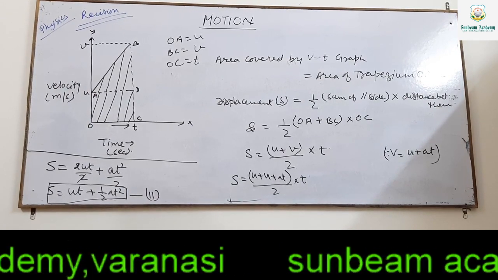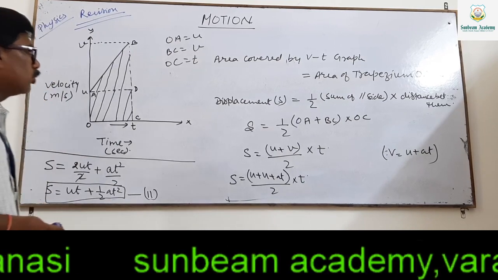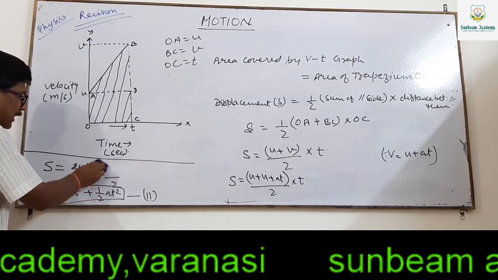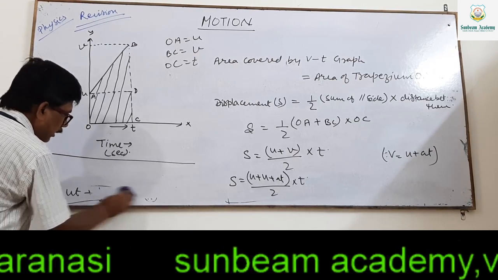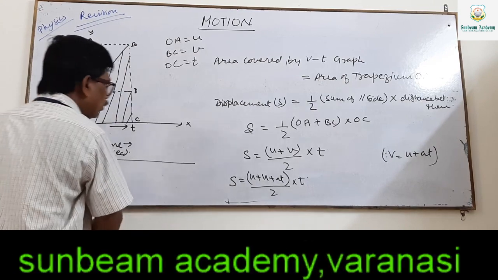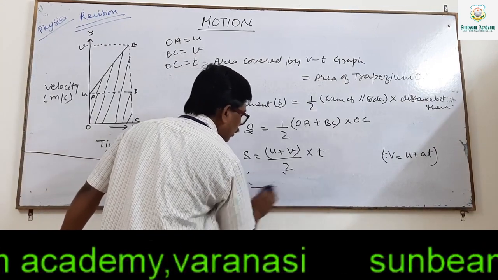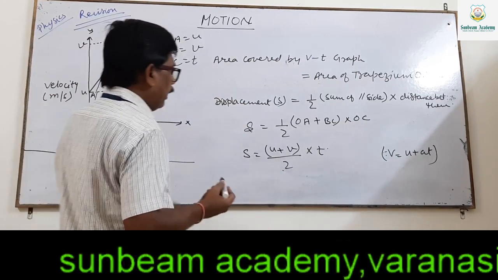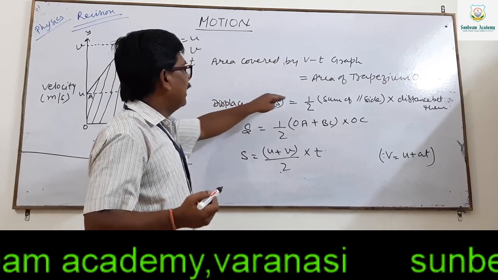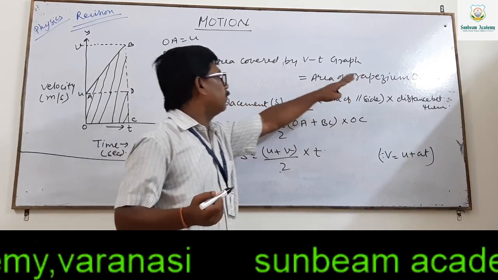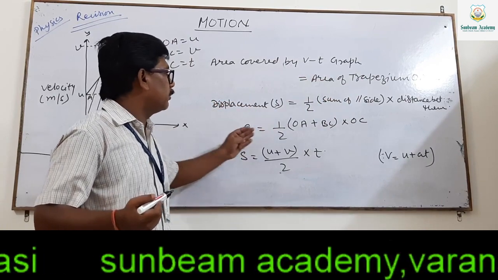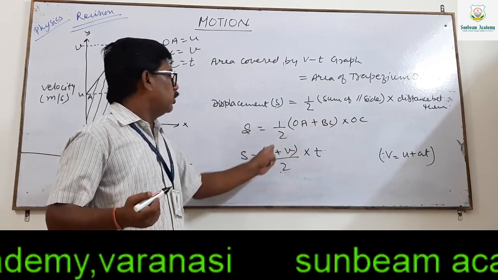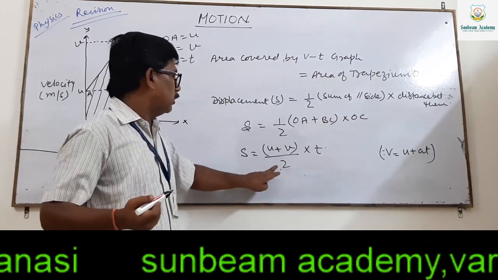Now let us move to the third equation of motion, how to derive. Children, for the third equation of motion, it is very easy. Till here you will write the same thing, displacement, that is area of trapezium, half sum of the parallel sides into distance between them, then half OA plus BC into OC, that is half into (U plus V) into T.